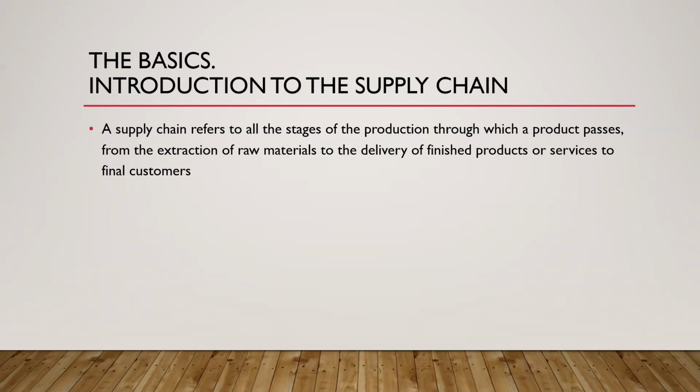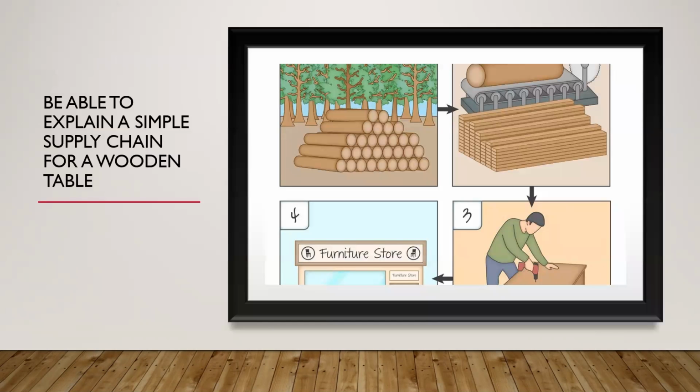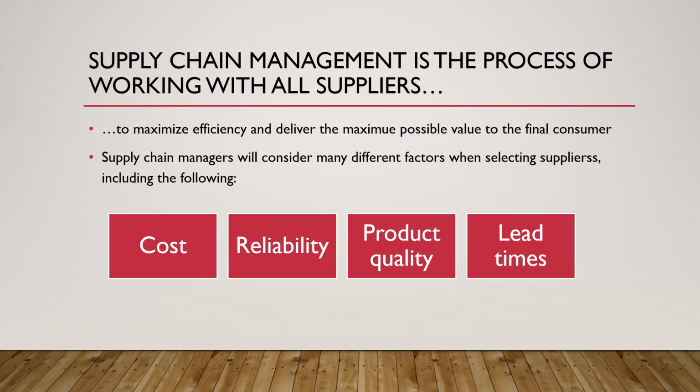It's also a very simple example in your Cognito. This is the one in the Cognito, just basically the wood being manufactured and then being put into parts and then being put into the furniture store. Supply chain management then is the process of working with all your suppliers to maximize the efficiency and deliver the maximum possible value to the final consumer.